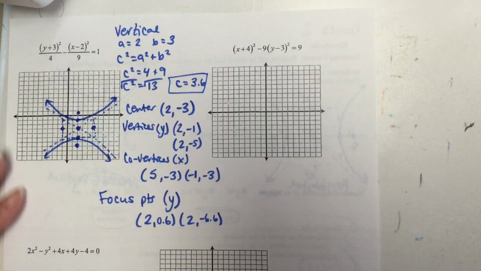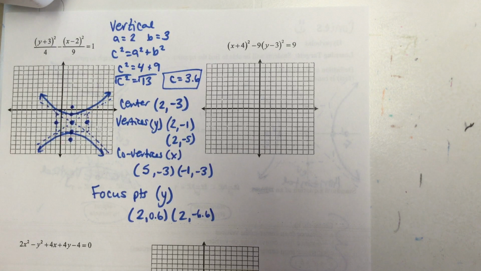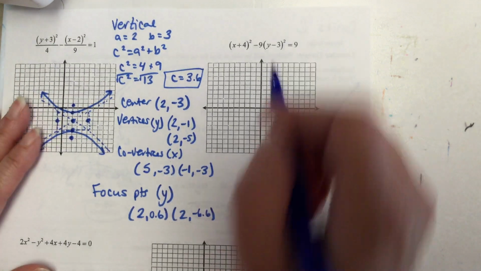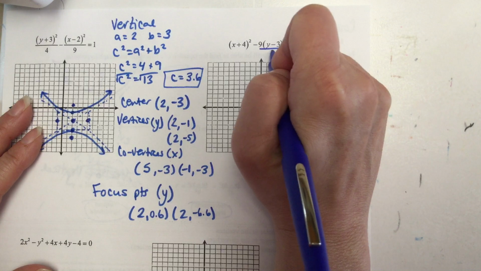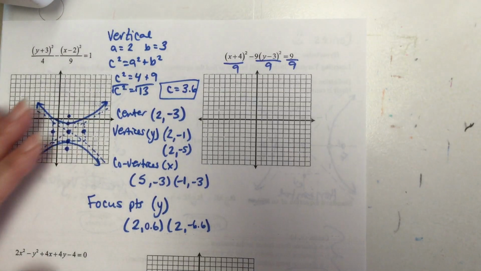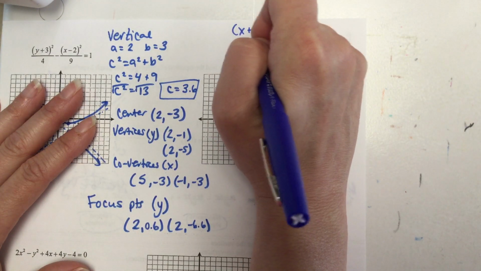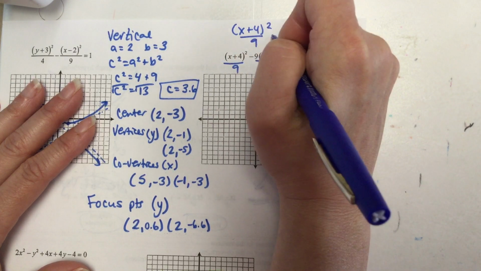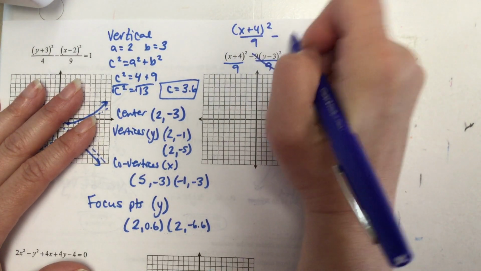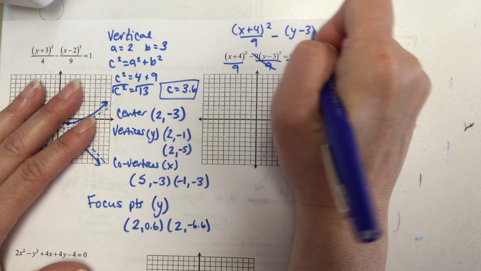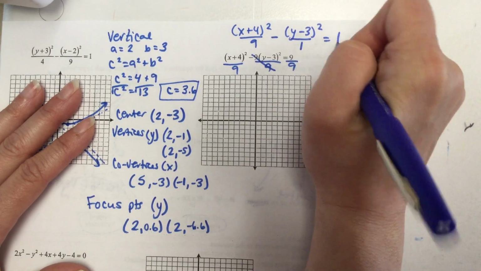All right, the next one, it's another what if. Well, what if it doesn't equal 1? You have to make it equal 1, you guys. Divide by 9, divide by 9, divide by 9. Here's your new equation. So it's x plus 4 quantity squared over 9 minus 9 cancels 9. So y minus 3 squared over 1 equals 1.